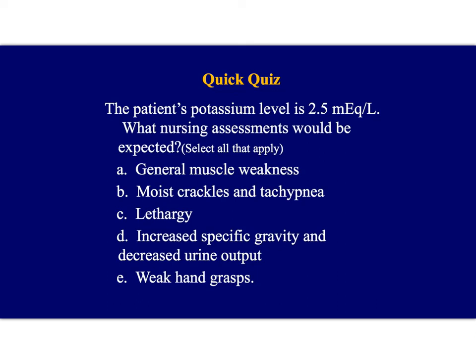Potassium level is 2.5. That would be a critical potassium level. So what nursing assessments would you expect? Select all that apply, because I know you just love those questions so much. I'm going to let you figure that out, and then we can talk about it further in class. That concludes the second video about the specific electrolytes.